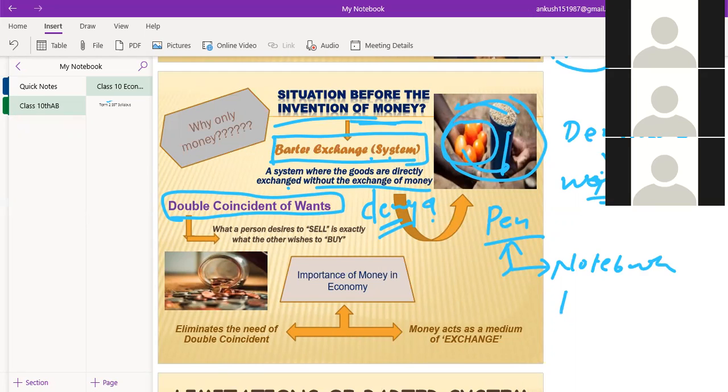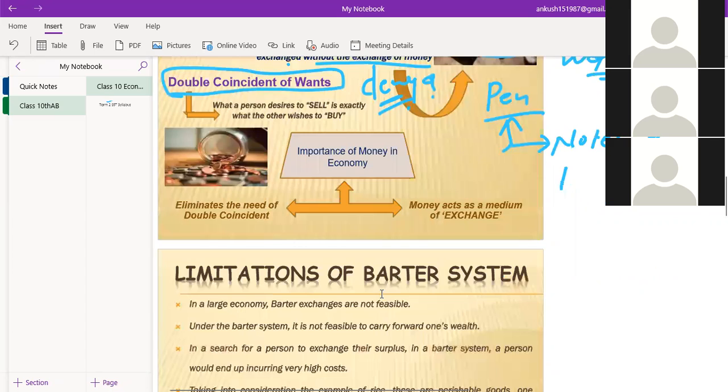Understood? And suppose he denied, because whatever you are having, he doesn't want to purchase. So there would be no double coincidence of wants.